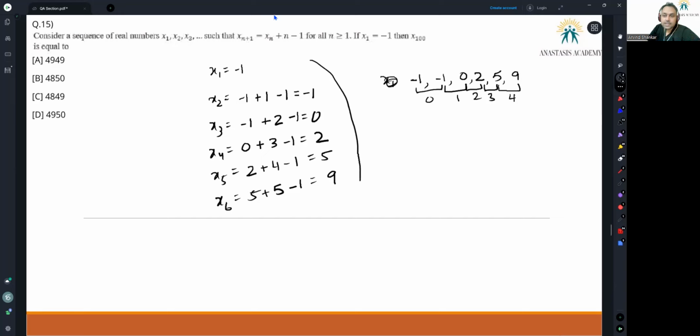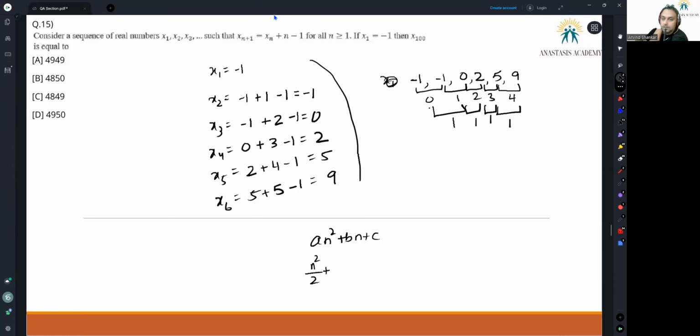Because the differences are in AP, the difference of differences is a constant. We know that this has to be a quadratic AP, or the general term that we are dealing with is an square plus bn plus c. A, I happily know, because the constant term is 1, A will be equal to half.